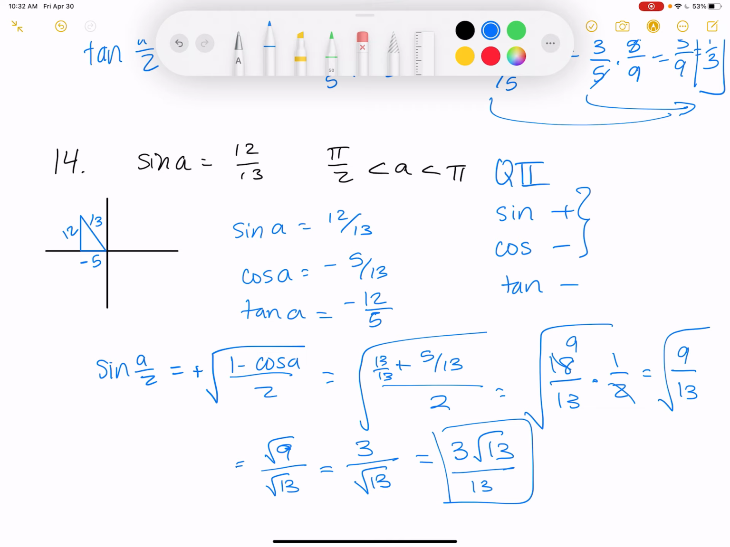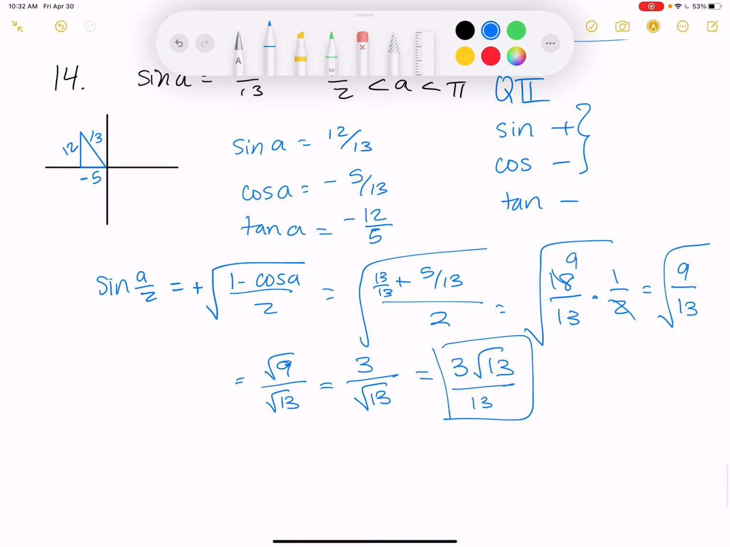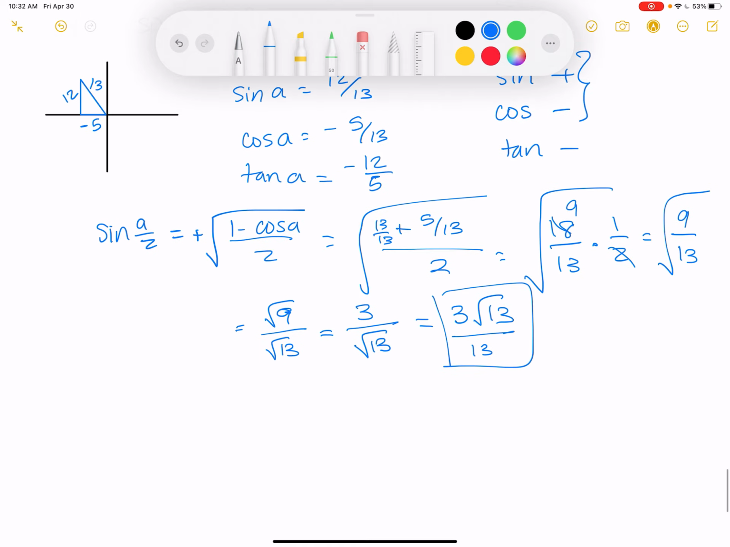You could have ignored this step, the square root of 9 over 13, and gone to here. And then you could have gone straight from here to here if you'd wanted to. But then you have me, and I need to show myself everything.